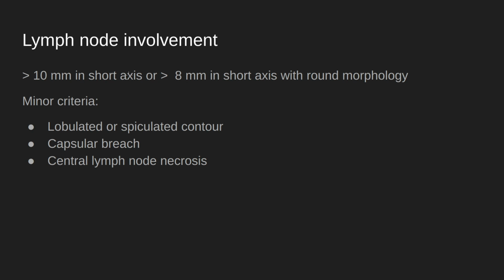All right, a few pointers on lymph node involvement. If the lymph node is greater than 10 millimeters in long axis, and or if the lymph node is greater than 8 millimeters in short axis with round morphology, that is considered positive for lymph nodal involvement. Other minor criteria that can help raise suspicion for lymph node involvement are lobulated or spiculated contour, any capsular breach of the lymph node, and central lymph node necrosis.